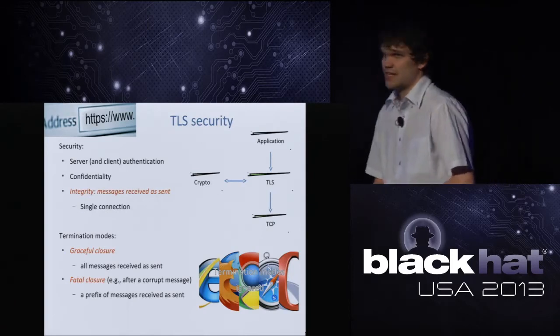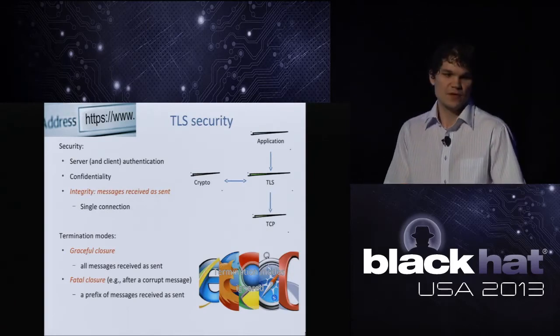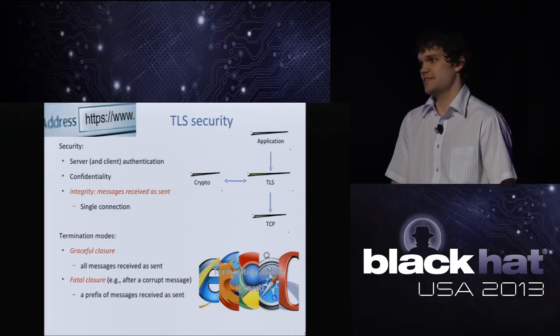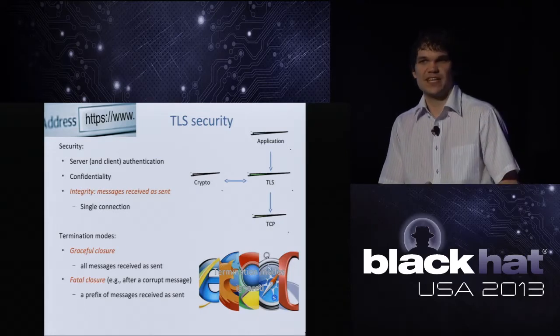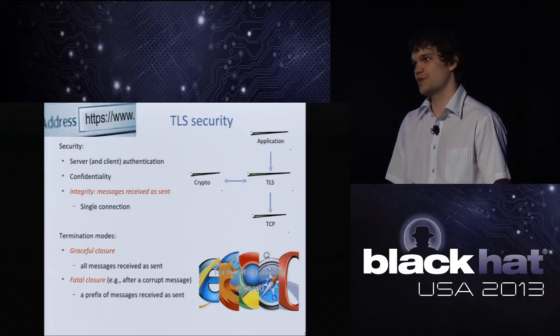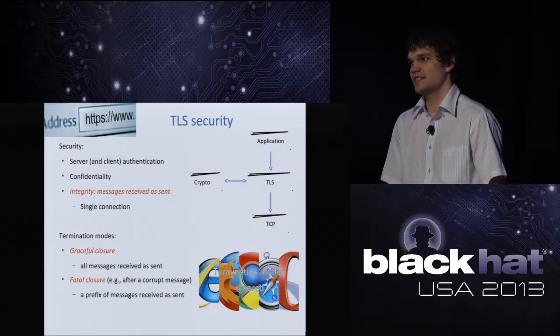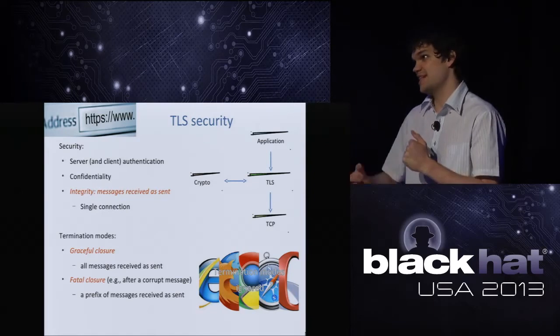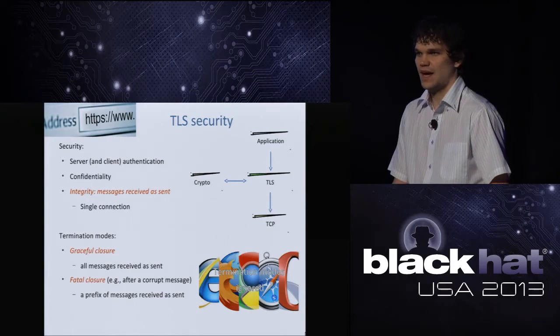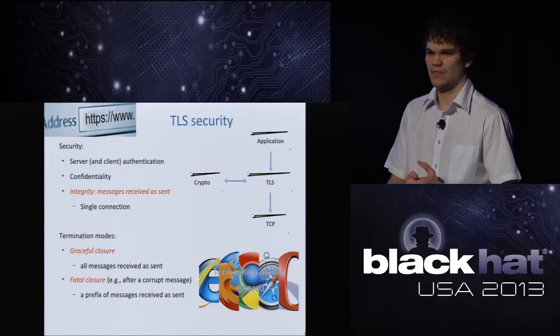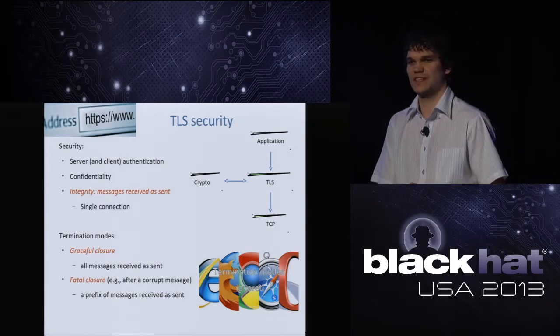Okay, so a bit of background. TLS security, what does it give you? When you use HTTPS to visit blackhat.com, what do you get? Well, you get server authentication, so you know you're talking to blackhat.com and not someone else. You get confidentiality. That is, I am communicating with Black Hat and I know no one else is reading that communication. And I also get integrity. What integrity means is messages are received as sent.